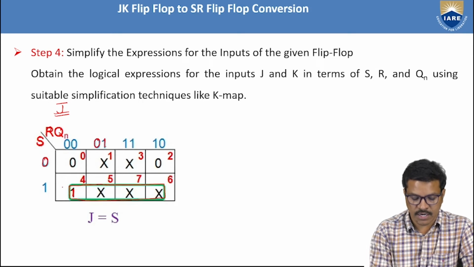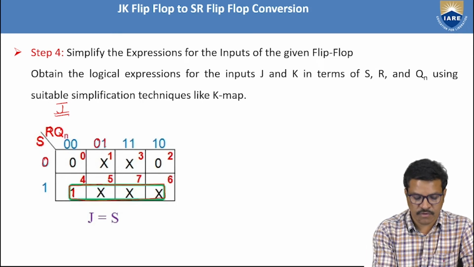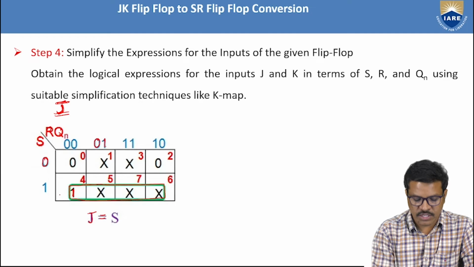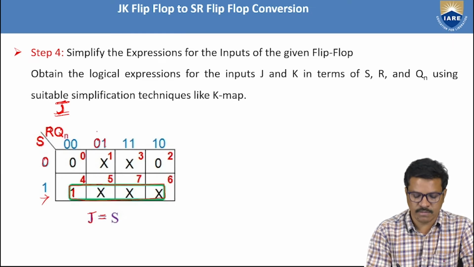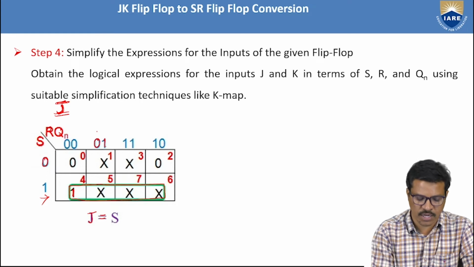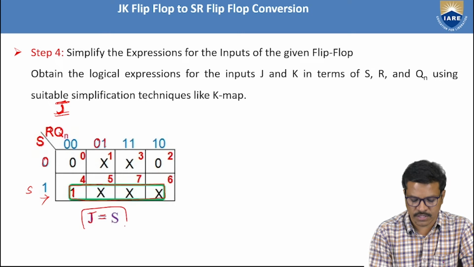So what will be the resultant for this K-map for the J term, J output, the J column? J is equal to this entire row, which covers only one row and covers all columns. So all columns cancel each other, so only the row is covered. What is that row? It is S. So J is equal to S.